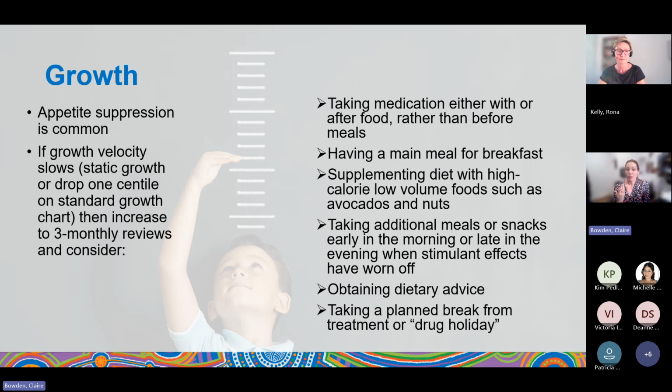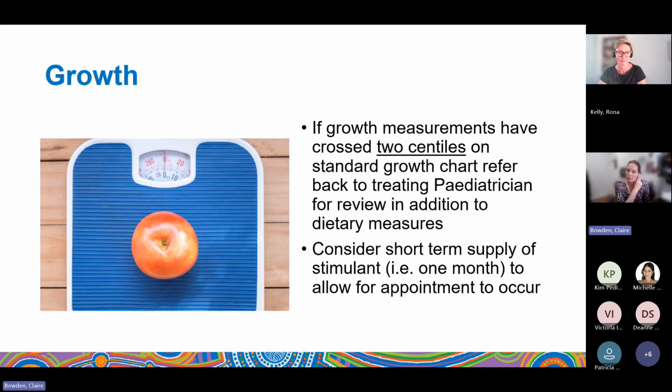And then taking a planned break from treatment, otherwise known as a drug holiday. So sometimes when it's less important that a child has that kind of focus and concentration, such as on a weekend or during school holidays, then taking a break from the medication can increase the appetite enough that weight loss is no longer as much of a problem. And just to say that that can be done safely with stimulants, but not with non-stimulant medication.